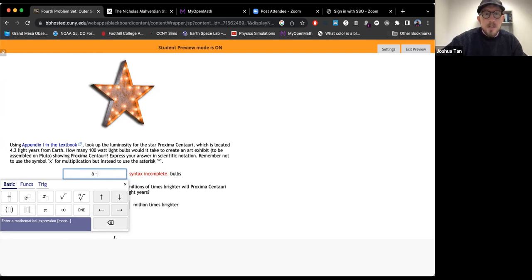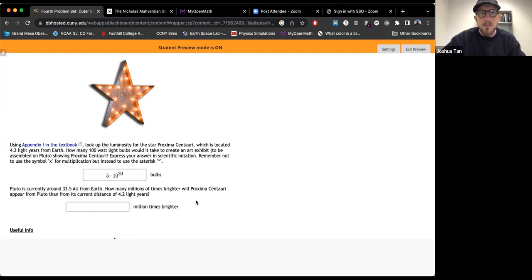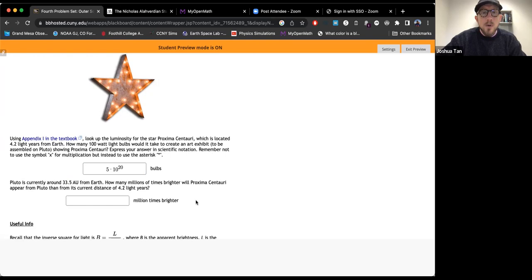Now I'm not done yet, so I need to continue writing. I'm going to write 5 times 10 to the 20, and to write to the 20, I can either press this button here, which is X with a little box up in the superscript, like this, or I could have typed Shift 6, which is a little caret, and it would do the same thing. Then I write the number 20 like this. That's complete syntax. That's in scientific notation. Now, I'm not saying that this is the right answer. You're going to have to calculate that for yourself, but this is the format that you can use to enter that answer.